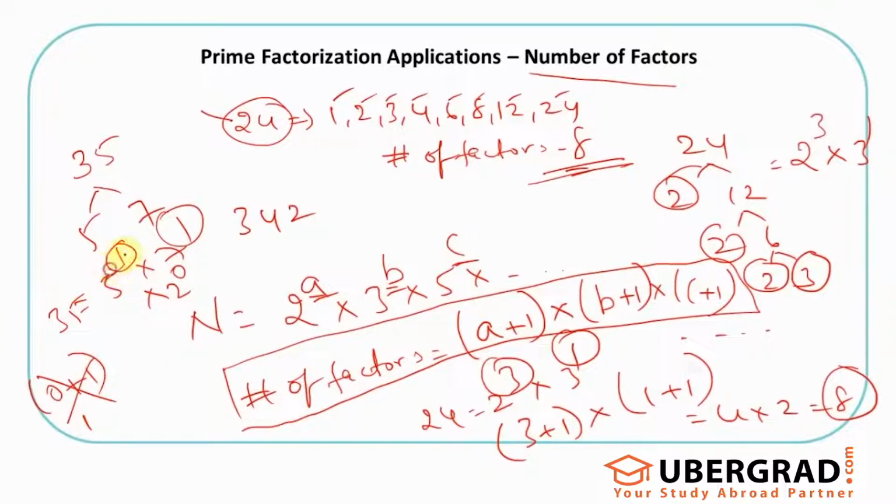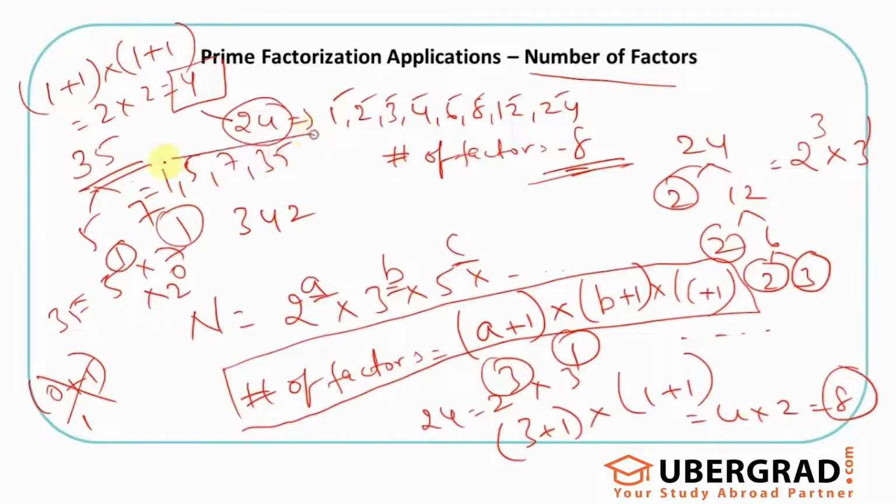Just focus on the things you have, right? So 5 power 1, so 1 plus 1. 7 power 1, so that's 1 plus 1. That's 2 into 2 is 4. That means there are 4 factors for 35. That's fundamentally 1, 5, 7, and 35, the 4 factors.